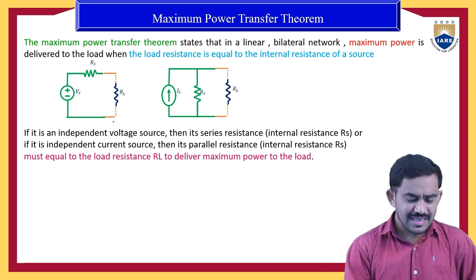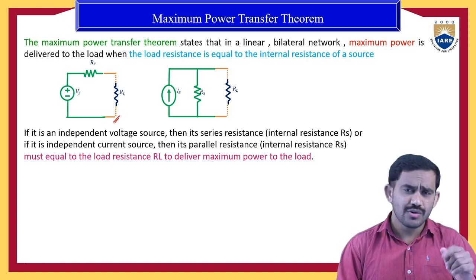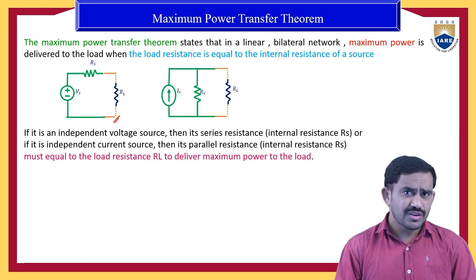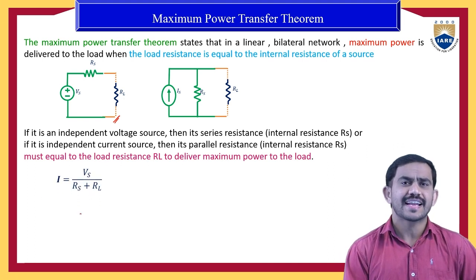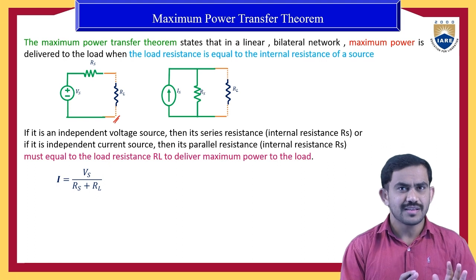So I will consider the Thevenin circuit. How many loops do we have? Only one loop, so only one current, that means V by R. Here both resistances are in series, so we get I equal to V by Rs plus RL, source plus load. So this is your I value.